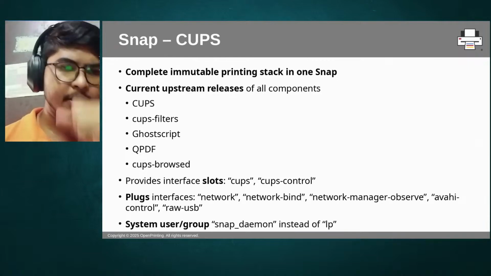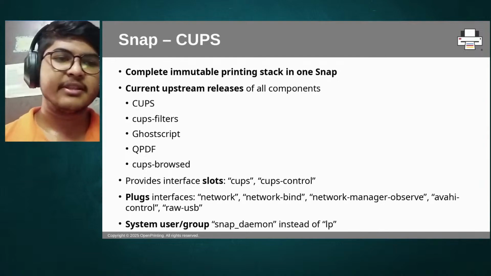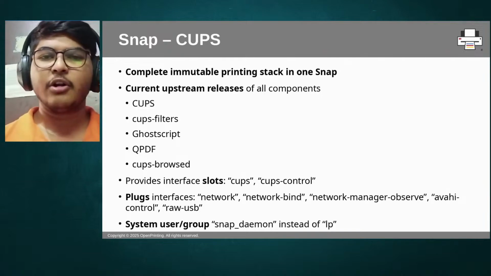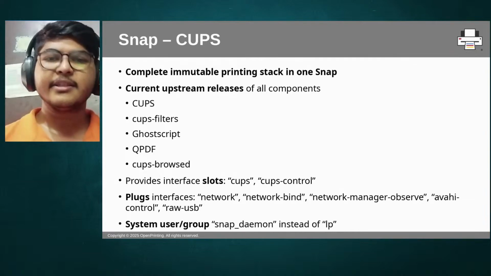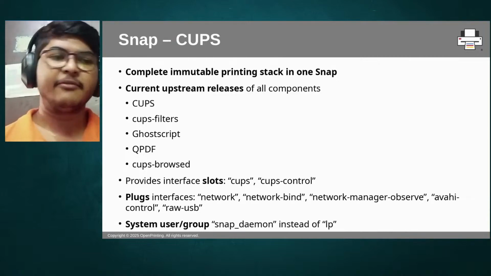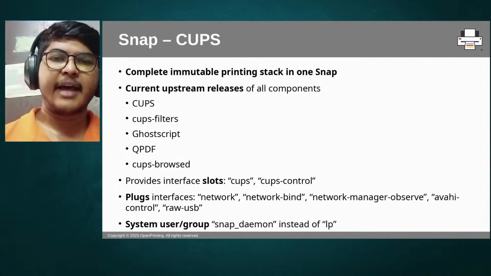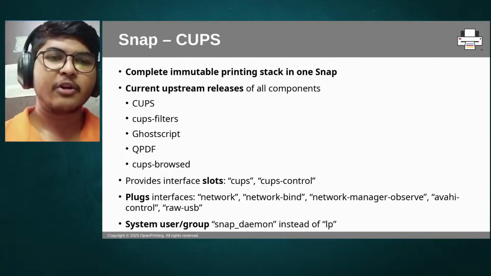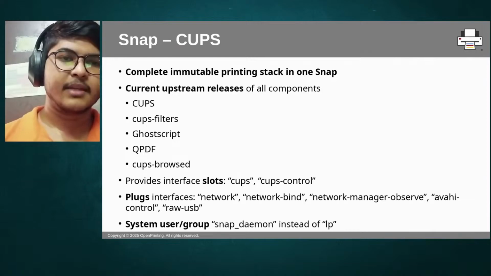There are various different plugs that the cups snap uses to communicate with the system, like the network interface, the network-bind interface, the raw USB interface to read all the printers that are connected by USB, and Avahi control, and the system user and system group. Instead of using the default lp as the group, snapd_daemon is used, as a part of snapd's sandboxing methods of mitigating the root user group, which will be explained by Till in later slides. Next slide, please.